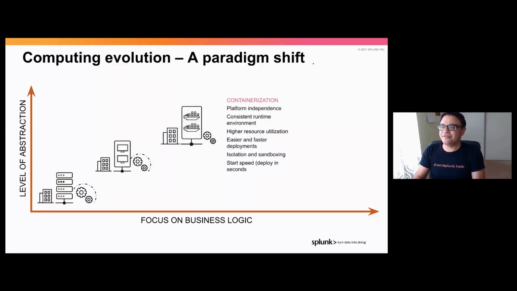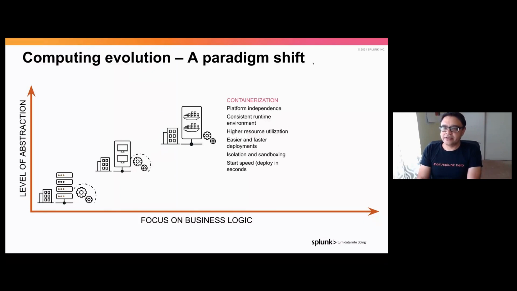So then we saw a few years ago the amazing paradigm shift from virtual machines to containers, or containers running within virtual machines. Containers are portable, providing platform independence. Consistent runtime environment: a container will run just the same as it is running on Linux, or on-premises, or on AWS.